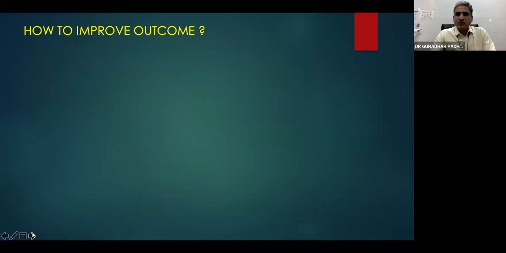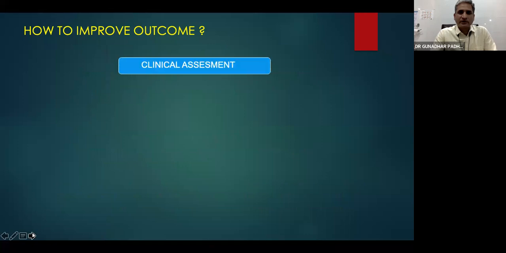The most important thing is how to improve the outcome. That is the most important point of any monitoring device. Unless it improves the outcome, there is no point in monitoring something. That is why whenever we monitor something, we should be very, very careful. Our goal should be very clear, whether it is going to improve the patient outcome or not.